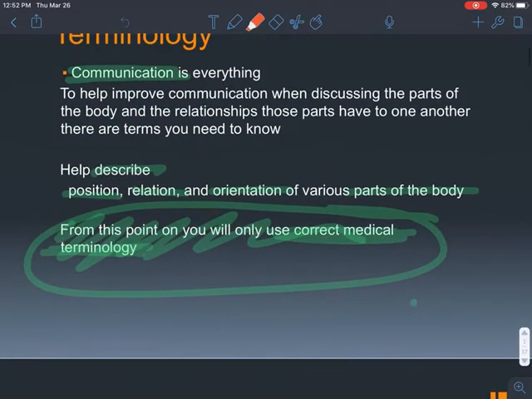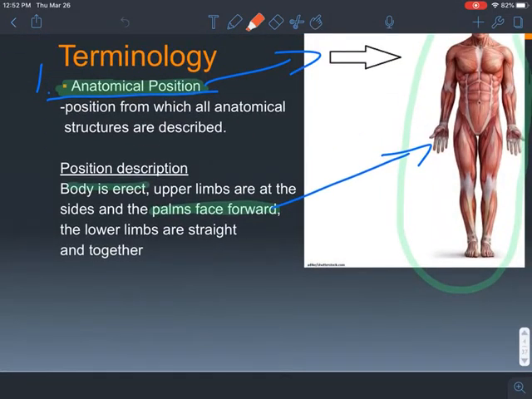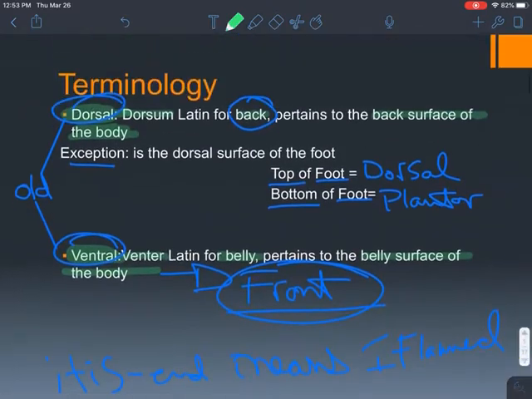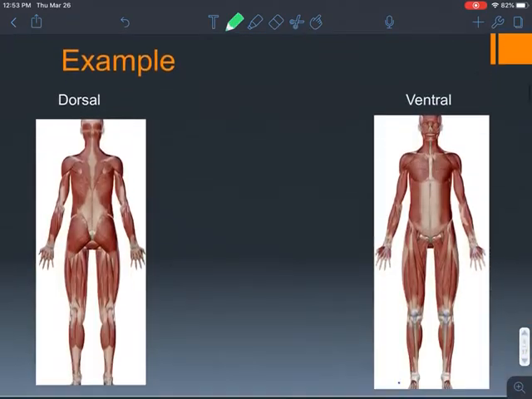Right, so just to review, we have the anatomical position from which all terms are described. Once again, this is the distal aspect of the upper extremity, because it's the furthest from the trunk. Now, if this person's hand were raised up in the air, that would still be distal because of the anatomical position. Dorsal, back, ventral, front.